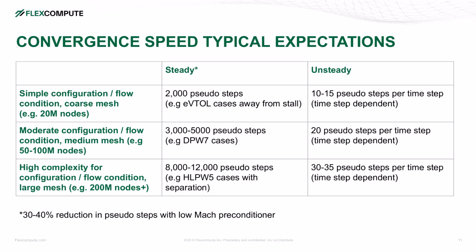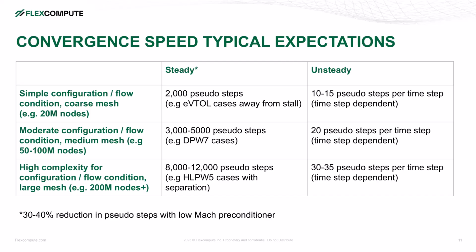For simple configurations such as an isolated aircraft on a coarse mesh, around 2,000 pseudo-steps is often sufficient. For unsteady cases of similar complexity, around 10 to 15 pseudo-steps per physical time step is a reasonable starting point.